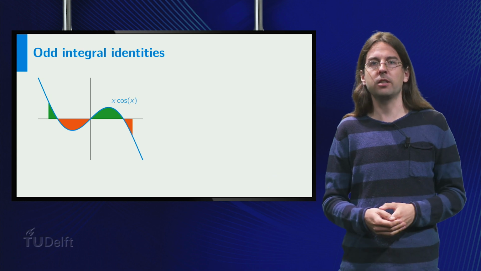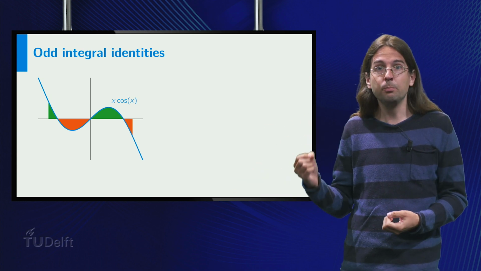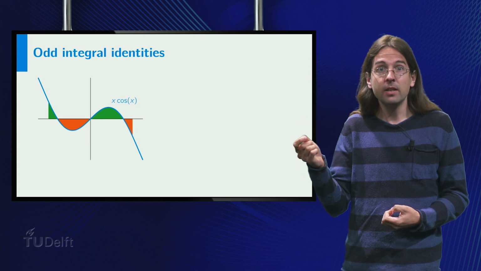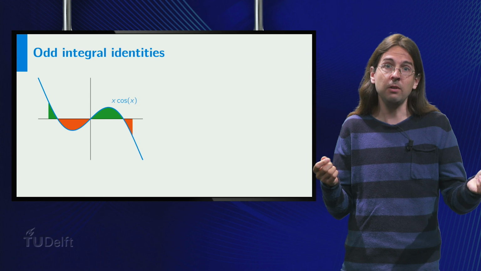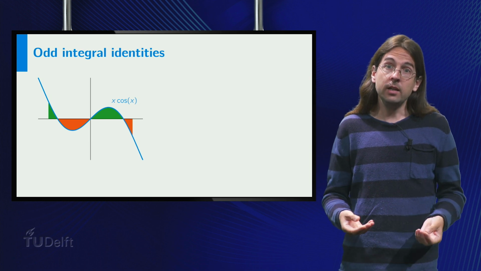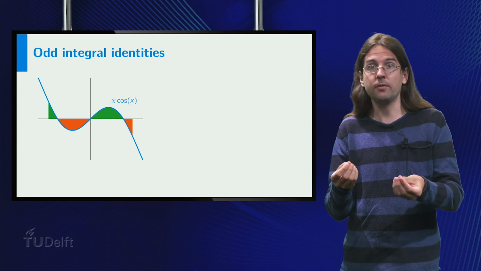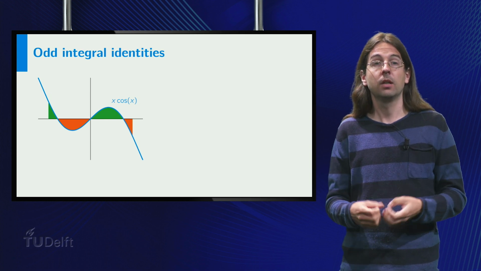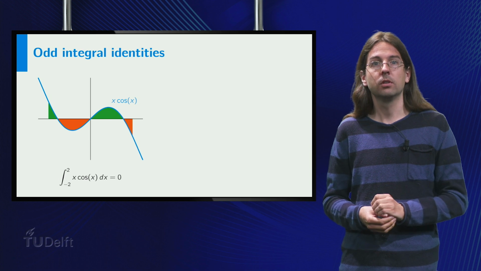Sure, you can use integration by parts, but look at the graph. The green positive area on the left is negated by a similarly sized red negative area on the right. And likewise, the negative area on the left is cancelled by the positive area on the right. Thus, we see that the total integral equals 0.